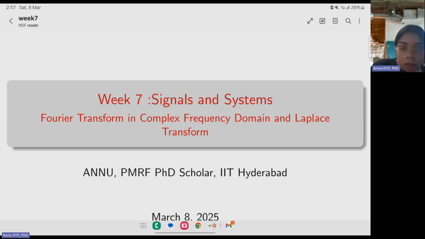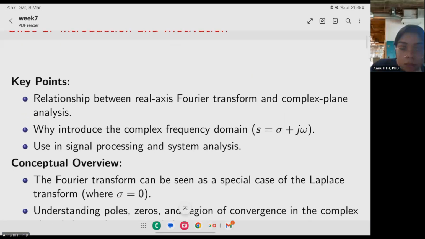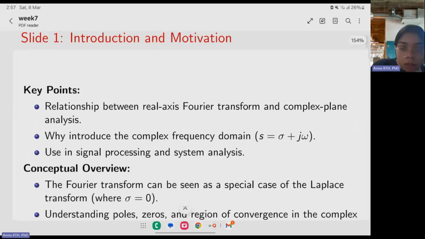some, that is a Fourier transform, PMRF called it IIT Hyderabad.